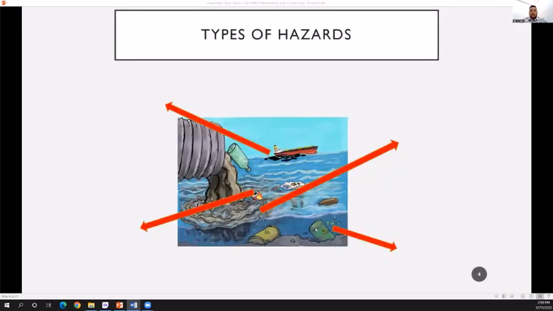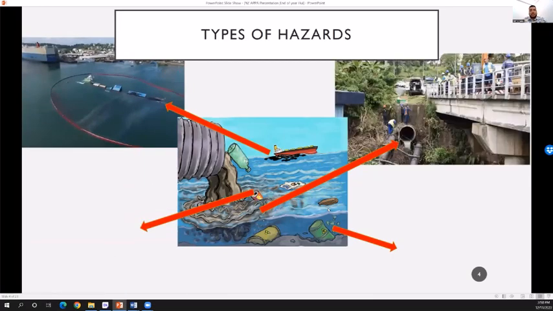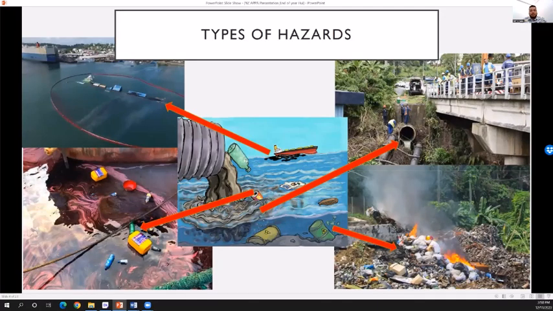And some of the most common forms of pollutants, especially here in Fiji, are things like oil spills, the discharge of untreated sewage water, and burning of rubbish, because our waste management system still has a lot more room for development, and that is needed.